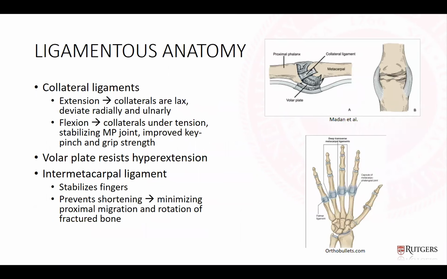The ligamentous anatomy: the collateral ligaments are important for MP joint motion. In extension, they're lax and can deviate more radially and ulnarly. In flexion, the collaterals are under tension, which stabilizes the MP joint and improves key pinch and grip strength. The volar plate resists hyperextension, and the intermetacarpal ligament stabilizes the fingers and prevents shortening with these injuries.